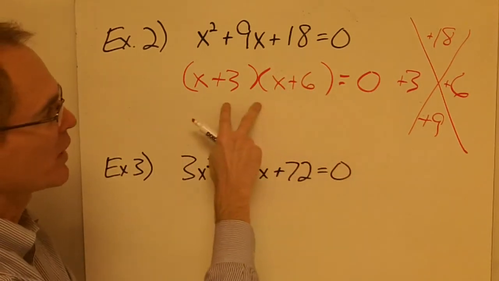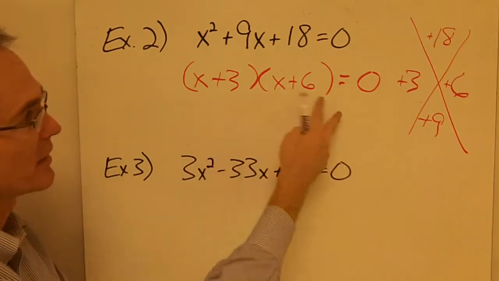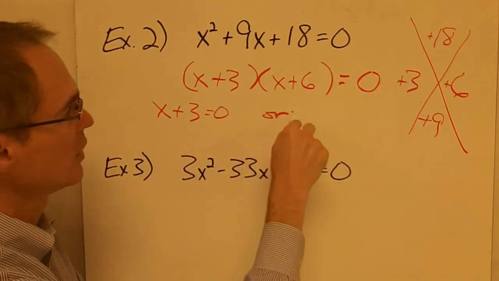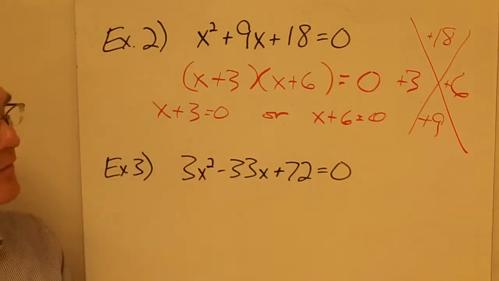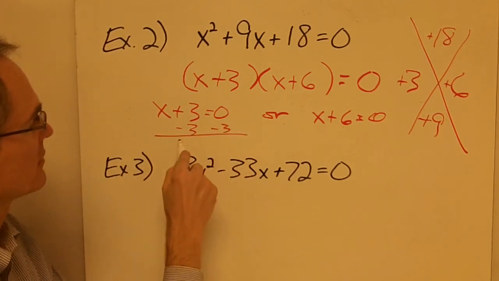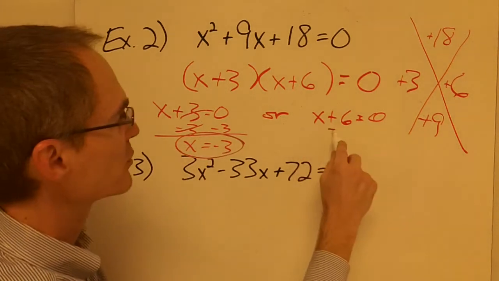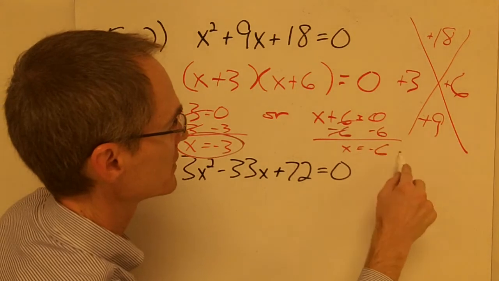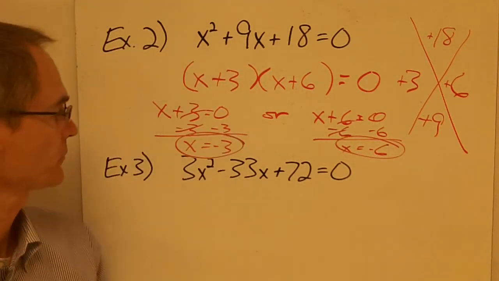And now I've got my equation looking an awful lot like example number 1. I've got two factors. They're multiplied together. They equal 0, which means either x plus 3 equals 0 or x plus 6 equals 0. And again, I've got two fairly simple algebraic equations to solve. I subtract 3 from both sides here. That gives me x equals negative 3. I subtract 6 from both sides here. And that gives me x equals negative 6. And now I've just solved that quadratic equation.